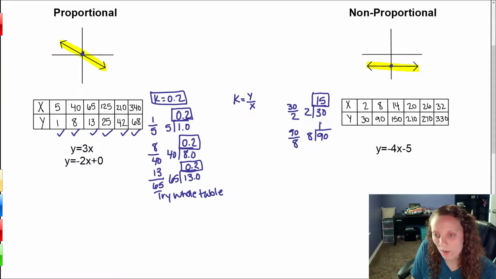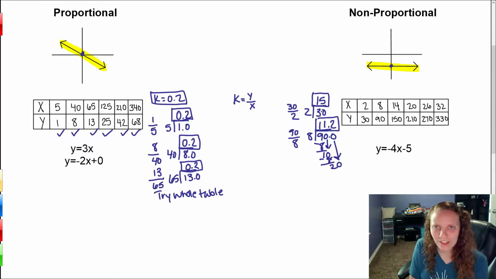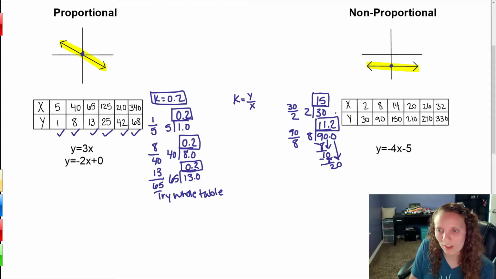8 goes into 9 one time. Minus 8 will be 1. Bring a 0 down. 8 goes into 10 once. Minus 8 is 2. Add a decimal. Bring a 0 down. 8 goes into 20 twice. And I'm going to stop right here. I'm noticing that these two numbers that we got, 15 and then 11.2, are not consistent already, so I don't have to check the table. So this right here is how we know this is not proportional. We did not get the same constant.